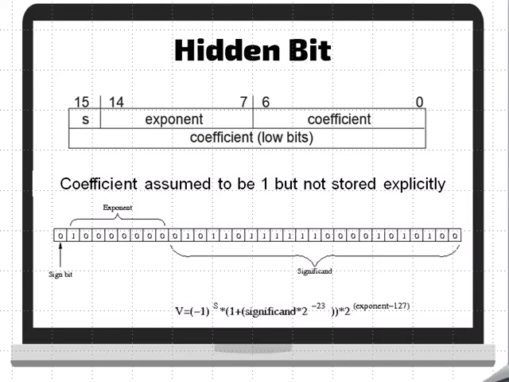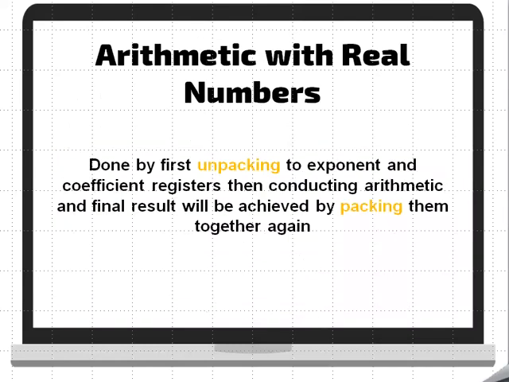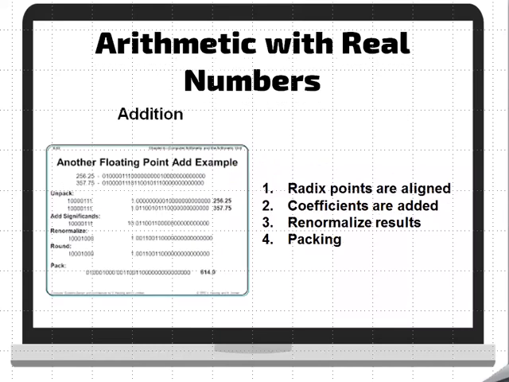We also have a concept of a hidden bit, which is a coefficient bit that is assumed to be 1 but is not stored explicitly, so we cannot find it anywhere. Lastly, we can also conduct arithmetic with real numbers. We do this first by unpacking the exponent and coefficient registers, then conducting the arithmetic operation, and afterwards, for the final result, we pack these two together again.